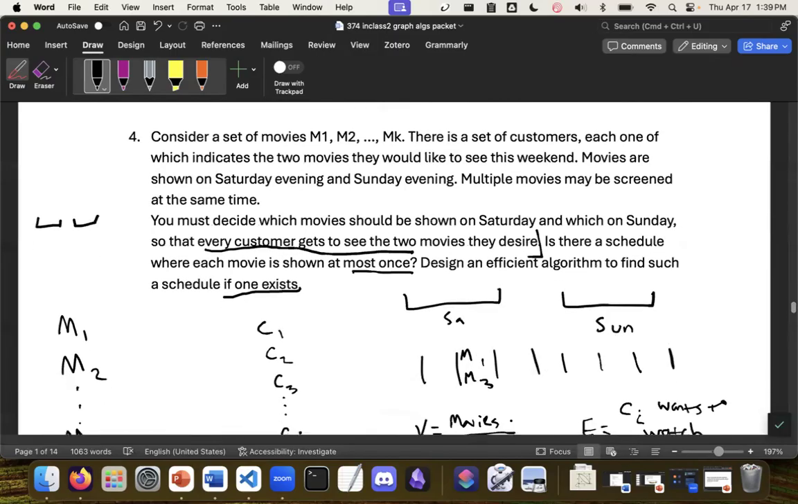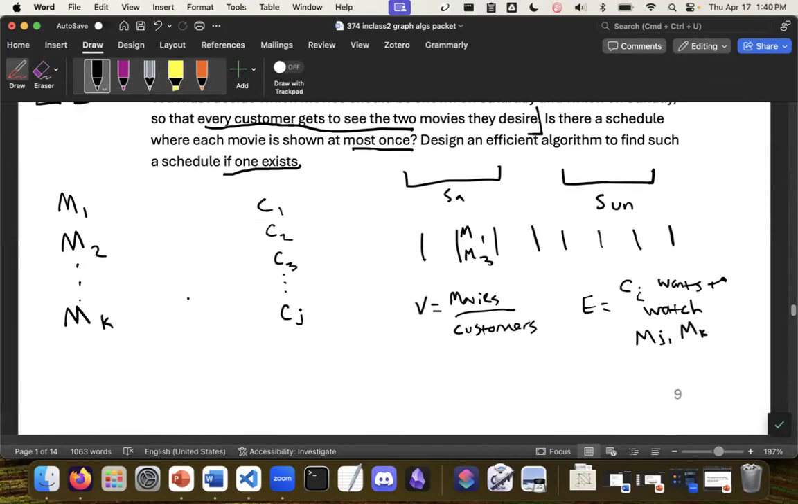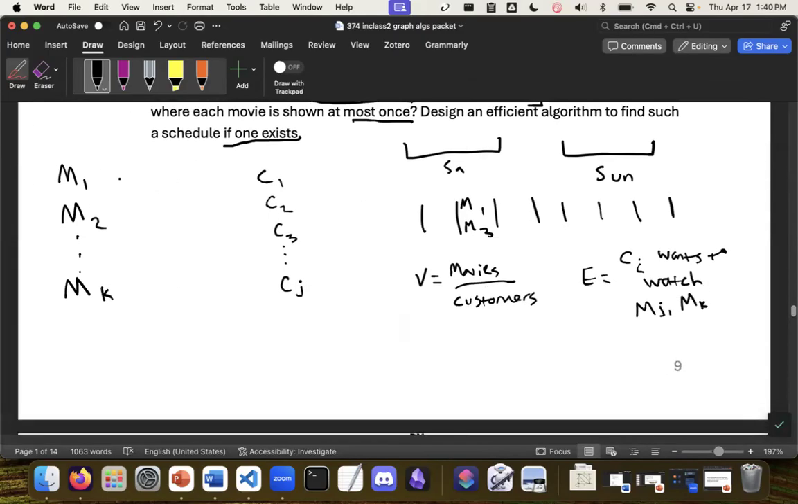The next one was the movies, where we said there's a set of movies and we want to show one movie on Saturday night, one movie on Sunday night. And we can show multiple movies at the same time. So the first thought is to maybe draw edges. So each customer picks 2 movies and so on. And we want to find which movies, like, let's schedule one on Saturday, one on Sunday, and figure out if there is a solution possible.